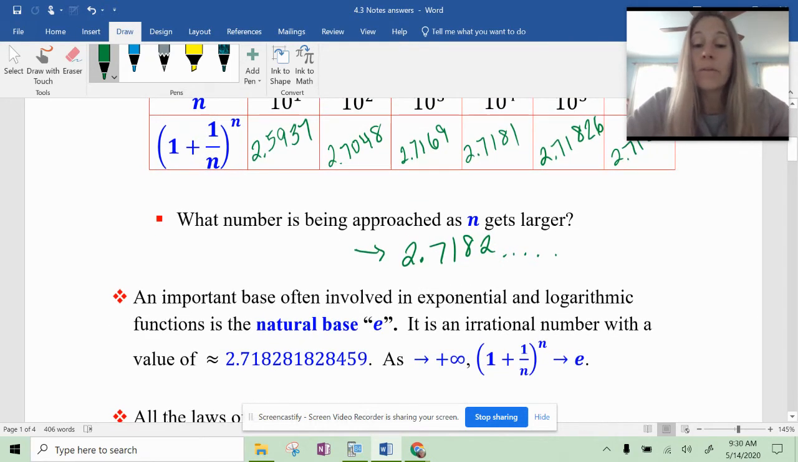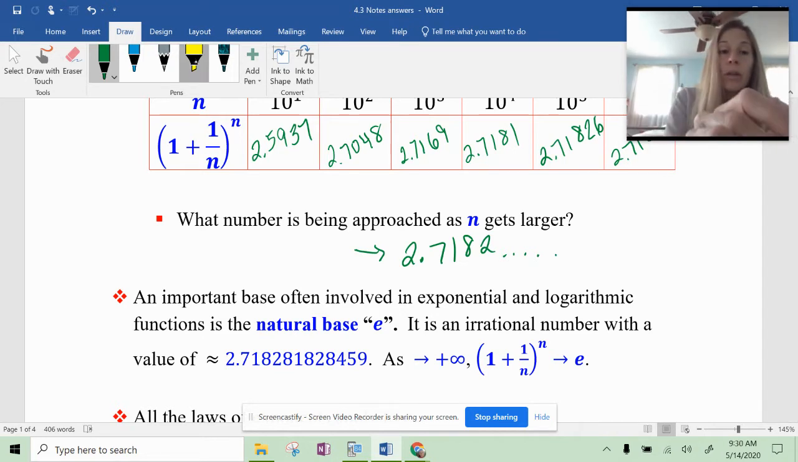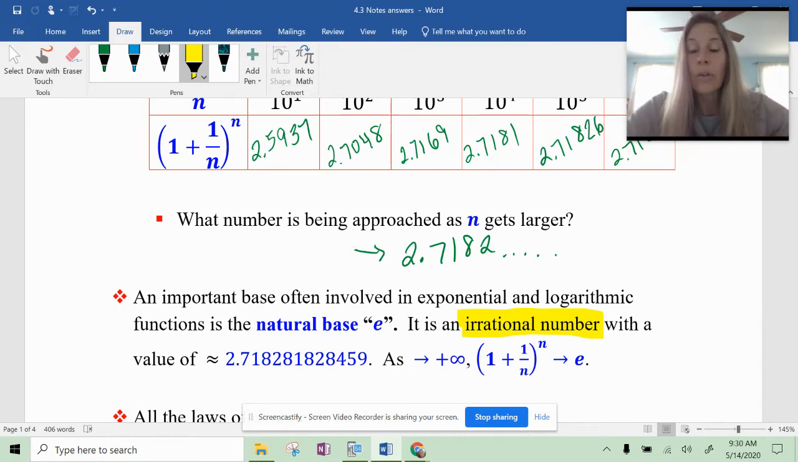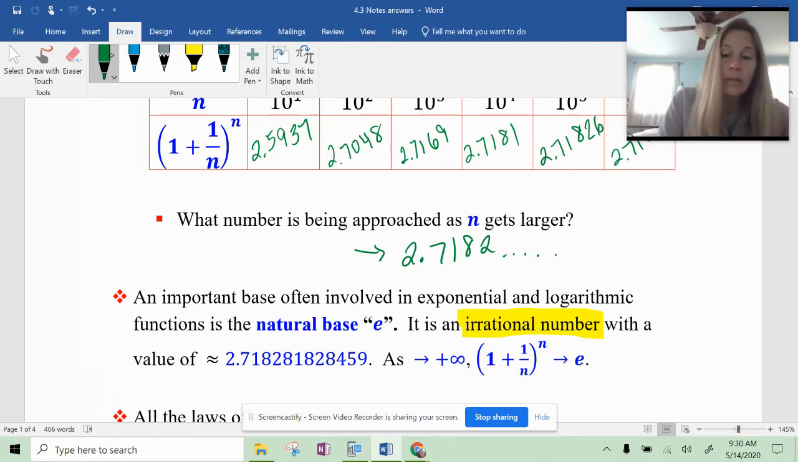So an important base often involved in exponential and logarithmic functions is the natural base e. It is an irrational number, similar to pi, right? It's a decimal that continues on to infinity with no pattern to the numbers. And it has this value here, 2.71828182, and so forth. Obviously that would continue on because it's irrational. So essentially, as n approaches positive infinity, as your n is increasing, this little sum here is going to approach e, or this 2.718 irrational number.